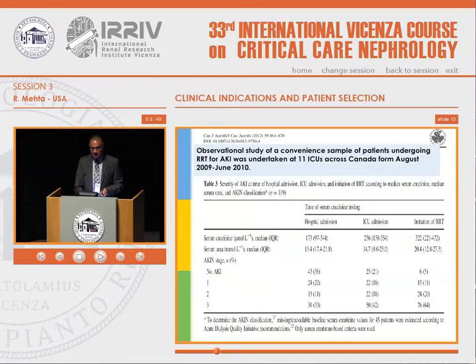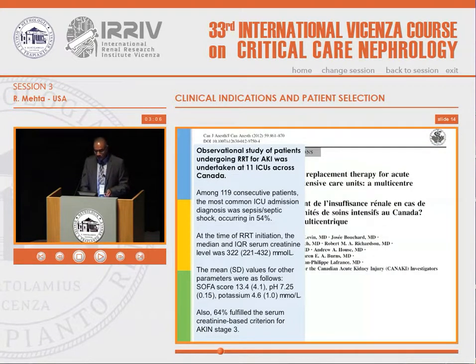And again, if you look at the time course from hospital admission all the way to initiation of RRT, most of these patients had transitioned from a stage 1 AKI, if you just use that as a parameter, all the way into stage 3 AKI by the time they started dialysis.